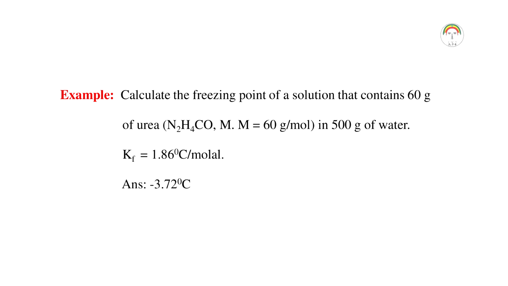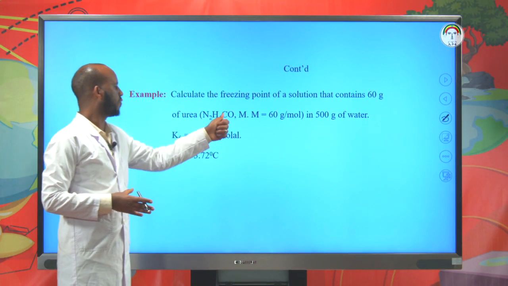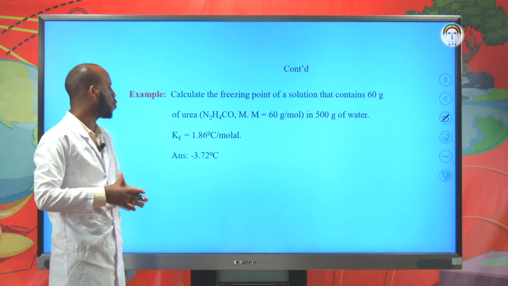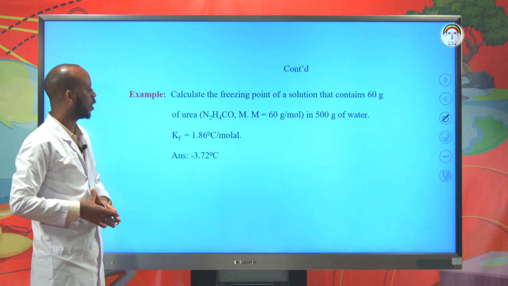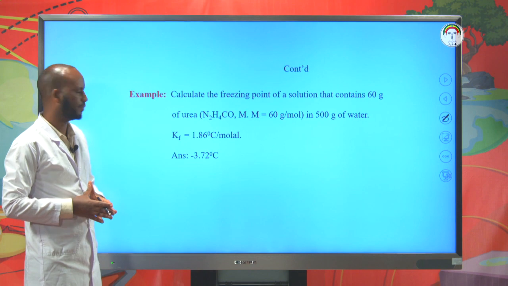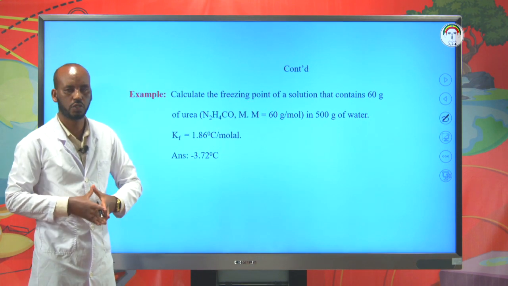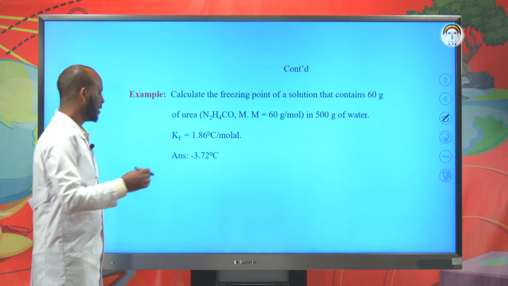For example, calculate the freezing point of a solution that contains 60 grams of urea. Molar mass of urea is 60 grams per mole, in 500 grams of water. Freezing point depression constant of the solvent is 1.86 degrees centigrade per molar. You are asked to calculate the freezing point of the solution.